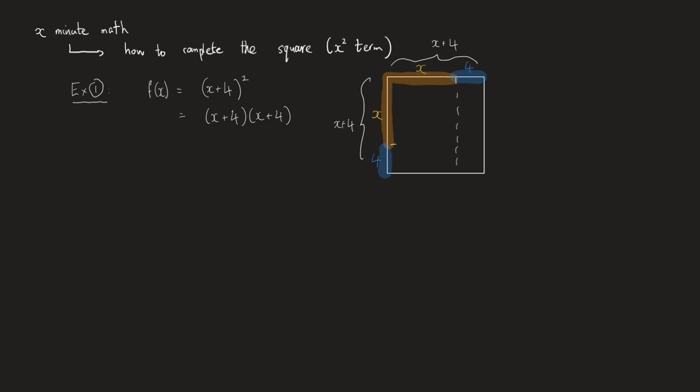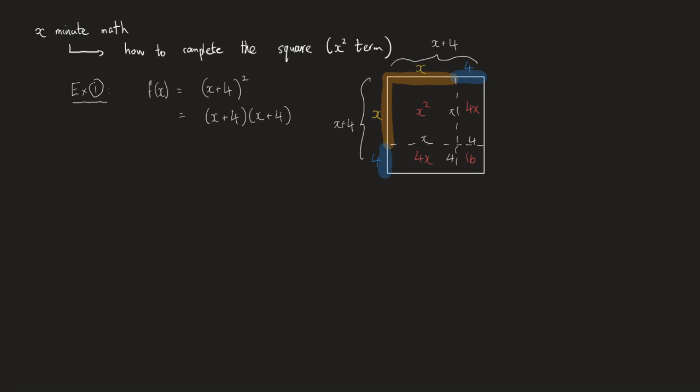I can chop my square up into 4 pieces that are each squares or rectangles, and if I carry through the side lengths, you can see I get x's and I get 4's. Using the formula for the area of a rectangle or a square, this top left rectangle has area x times x, x squared. This bottom right corner has area 4 times 4, that's 16. And the other 2 rectangles have base and height 4 and x, so they have area 4 times x.